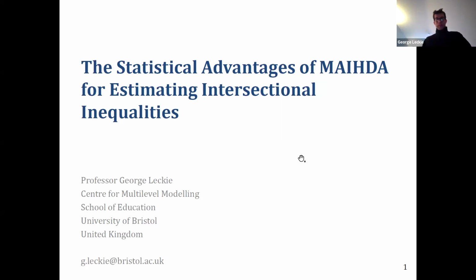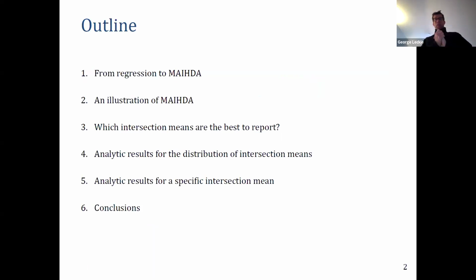So let's look at the outline of the talk. As with some of the other talks, I will gently lead into MAIHDA from regression to MAIHDA, and each of us motivates it slightly differently. But I'll quite quickly get into an illustration of MAIHDA, taken from the academic literature, a published paper in education, and I'll use that to motivate the real content of this talk, which is about the statistical properties of different ways of mapping and reporting intersectional inequalities, and trying to get to the bottom of some of the statements that people have made in favour of MAIHDA. We've got several sections on that, and then I'll conclude.